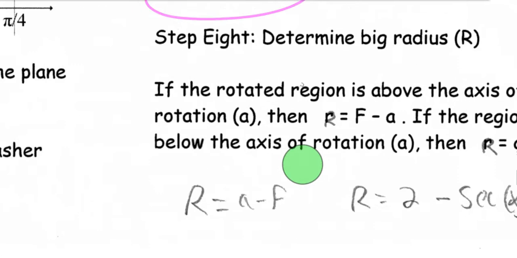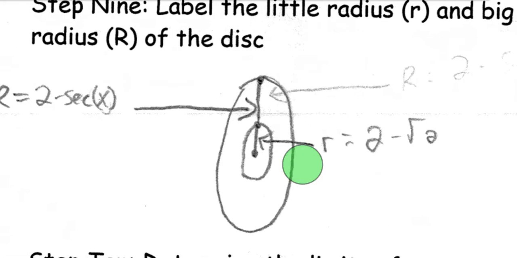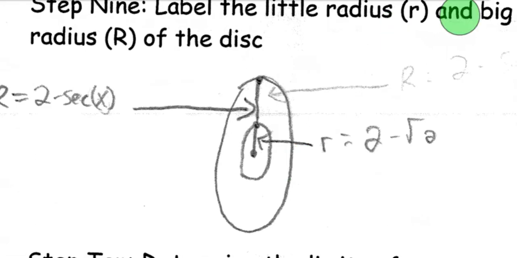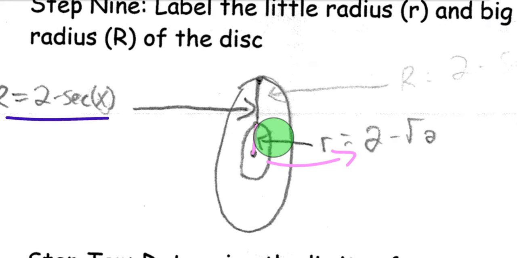R. Now, let's not skip any steps. Let's go to step 9. We want to label both radii, big R and little r, in relation to our washer. Here is little r, and again, it's 2 minus radical 2. And the reason we do this, again, is just for conceptual reasons. Big R is 2 minus secant of x, which is right here. You can see that if you do pi big R squared minus pi little r squared, you're finding the area of this circle and subtracting the area of this to get the area of this washer.